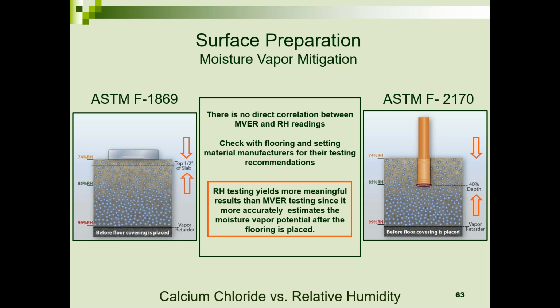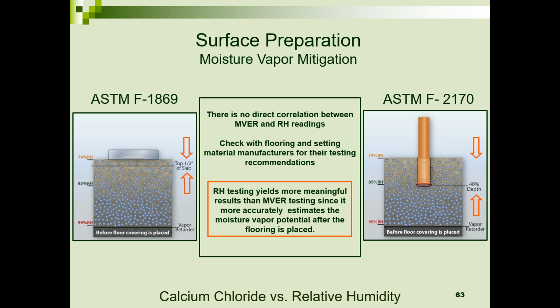Bottom line, for any tile setting product you use, read the manufacturer's recommendation. They may recommend a calcium chloride test. They may recommend RH testing or both, but make sure you understand how that manufacturer wants that substrate tested for moisture before you proceed. You don't want to void a warranty because you got the wrong test results. And typically for calcium chloride, for most products that we're talking about today, you're at no greater than 5 pounds of moisture. In the case of RH testing, somewhere between 75 and 85% is the maximum.